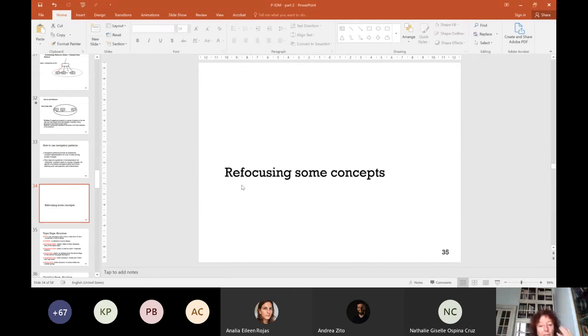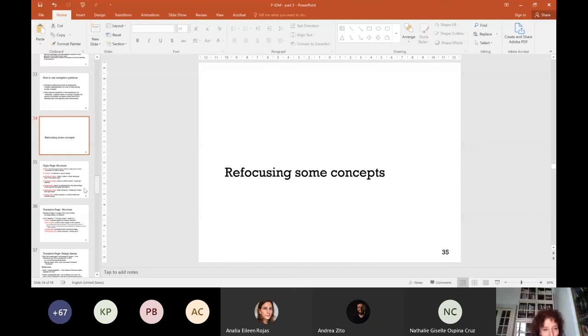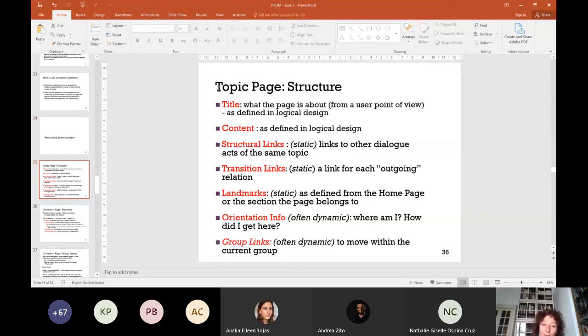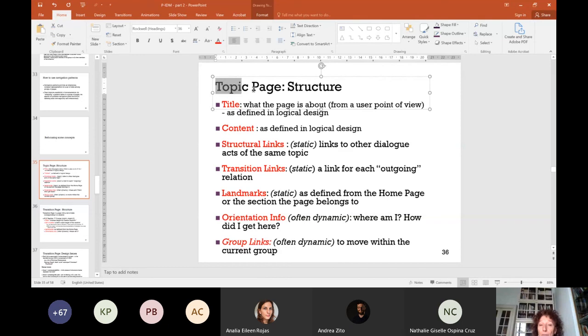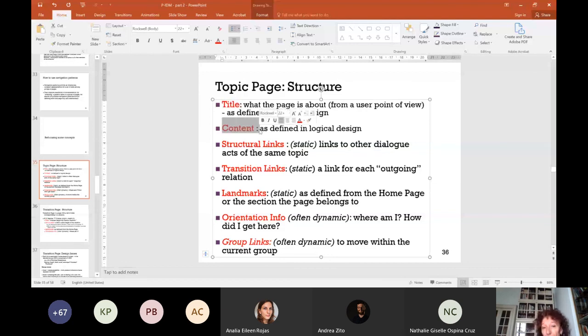Okay, so let's refocus some concepts. I apologize for repeating some concepts, but I think it's useful. So, summarizing, a topic page: what do we have in a topic page? What is its content structure? A topic page means a page about a topic, either a single topic or a topic in a kind of topic. So we have a title, what the page is about, and the typical content, so the dialogue acts, defined from logical design, from L-IDM.